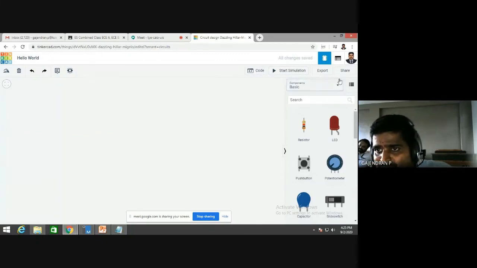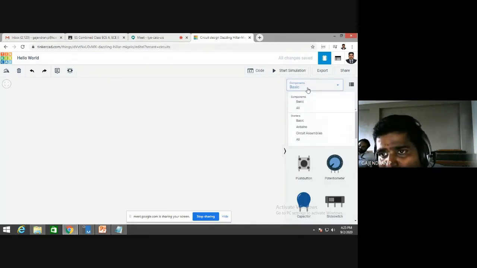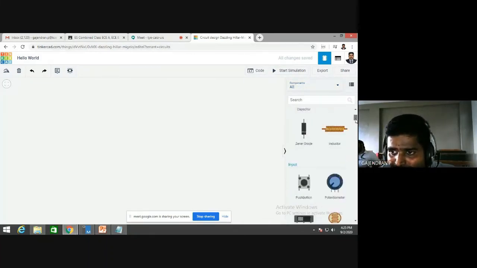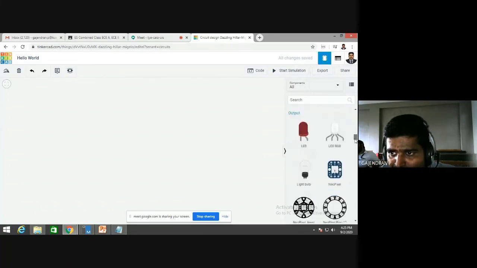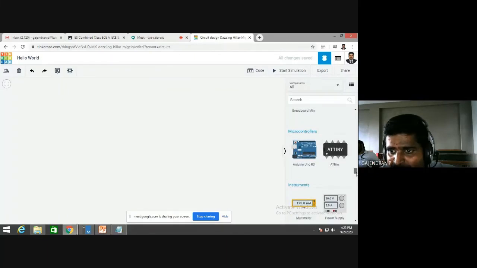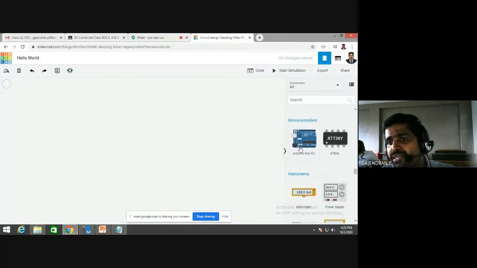Now, please observe the right-hand side of the software tool. Here find the components list. Simply click this drop-down box. By default it will be basic. Now click all, then drag this down arrow gradually. Here you will find the microcontroller, and under the microcontroller, I have the Arduino board.